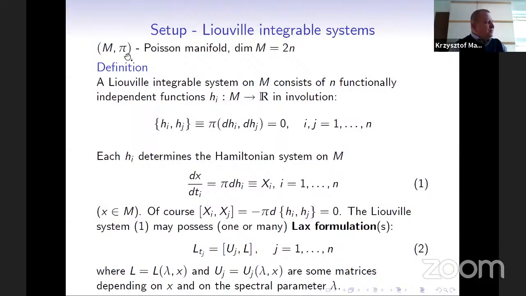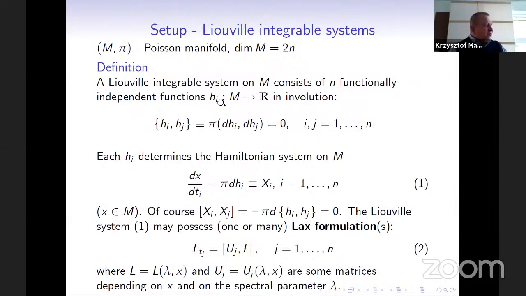To begin with, we have our manifold equipped with our Poisson bivector. This is a Poisson manifold, and we assume it's even dimensional. We do not assume pi to be non-degenerate usually, but if you want, it's easier for you to think that pi is non-degenerate. We are not going to use the inverse of pi here, but anyway, what is a Liouville integrable system? It's a very interesting object. We say that we have a Liouville integrable system on M if we have n functionally independent real valued functions on M, which are in involution, as it is called, with respect to the Poisson bracket generated by the Poisson operator pi. What it means is that the Poisson bracket between each two functions h_i vanishes.